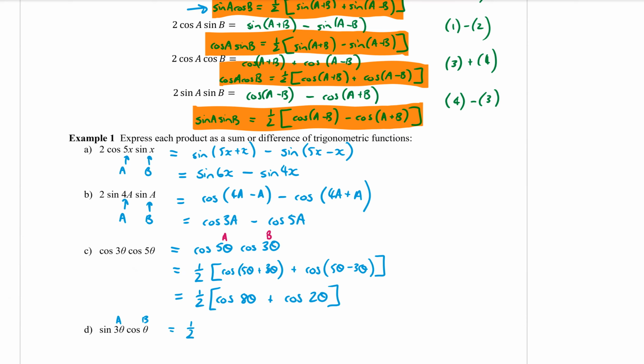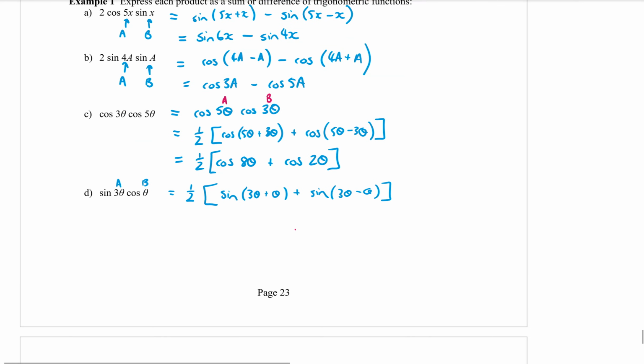Half out the front, bracket, sine of A plus B, so that's sine of 3 theta plus theta, plus sine of A minus B, which is 3 theta minus theta. Okay, just tidying that up. 3 theta plus theta becomes 4 theta, and 3 theta minus theta becomes 2 theta. The end. All right, so that was just practice using those formulas.